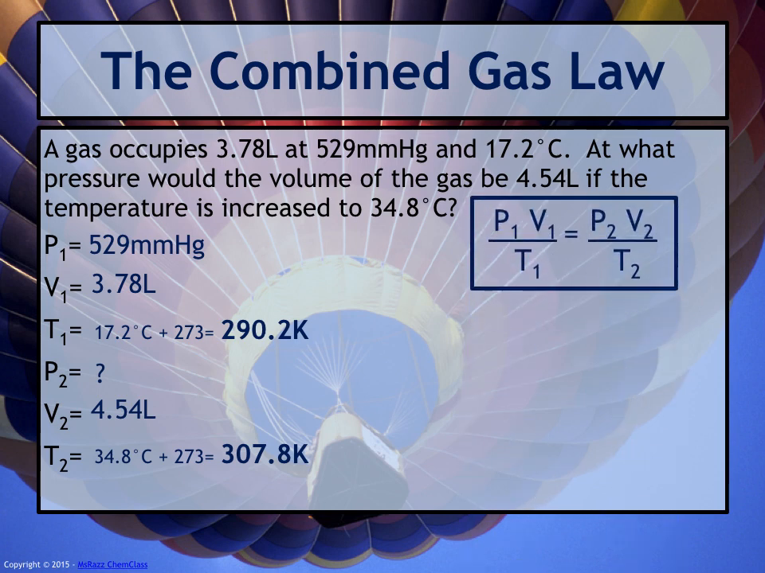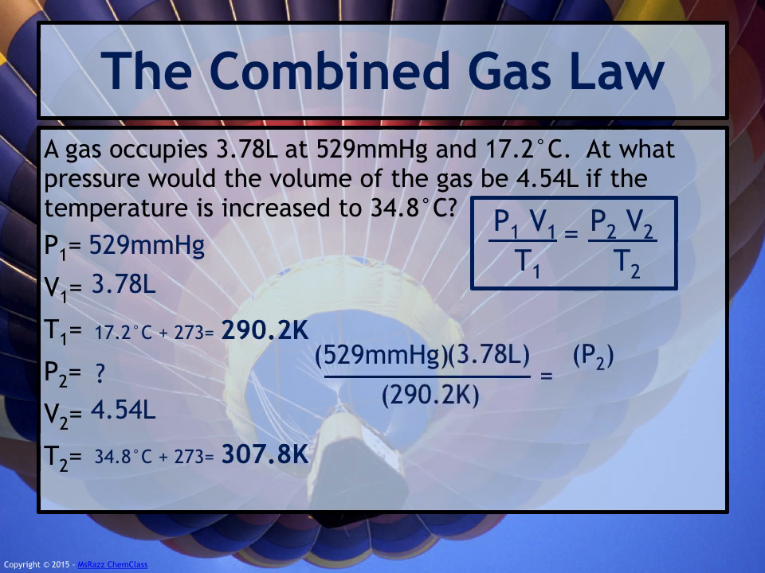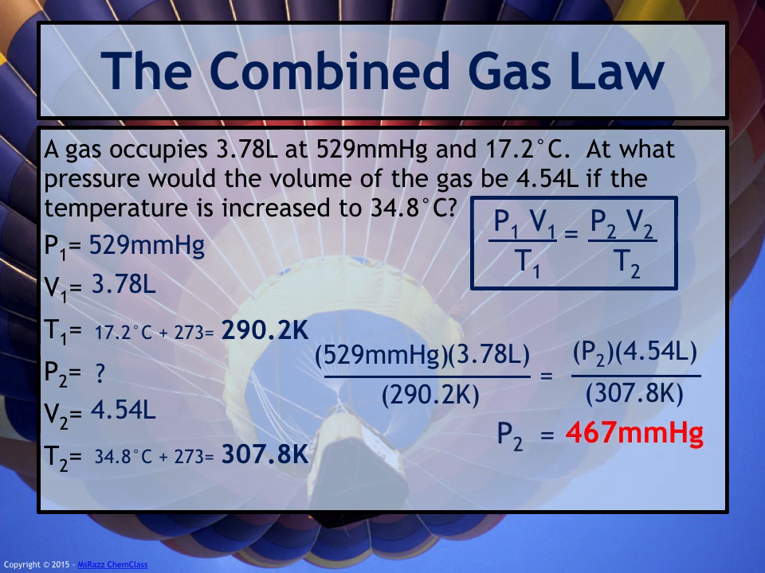There's the equation, and it's just a matter of plugging in all the variables where they go. And then we have to solve for that P2. We solve that algebraically, and you'll get 467 millimeters of mercury.